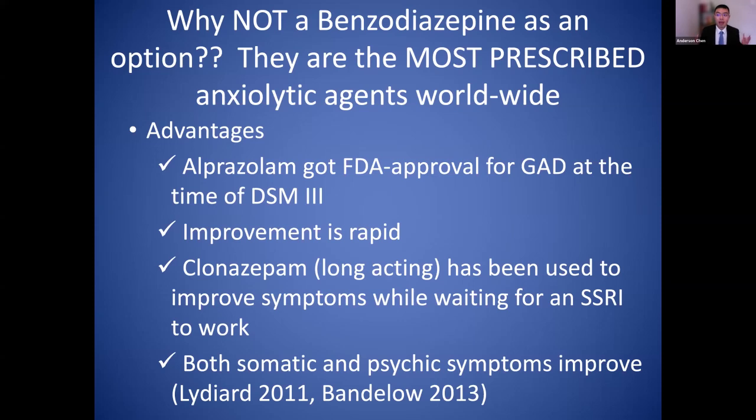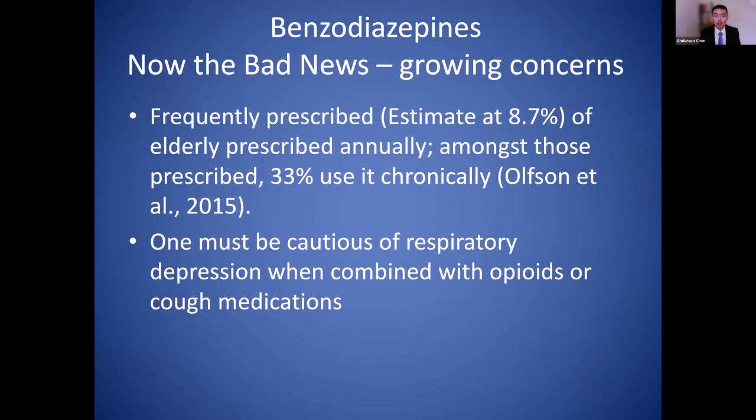So perhaps that's fine in the general adult, but here we're focused mainly on the elderly. So in the elderly, it's frequently prescribed. Of the elderly being prescribed medications annually, 8.7% of them would be on a benzodiazepine. And amongst those who are prescribed a benzodiazepine, about a third of them will start using this medication chronically. And frequently, it's not necessarily because it's helping their anxiety, but more that they really can't get off of it. And you probably have had the experience of the patient coming to you and asking for more.